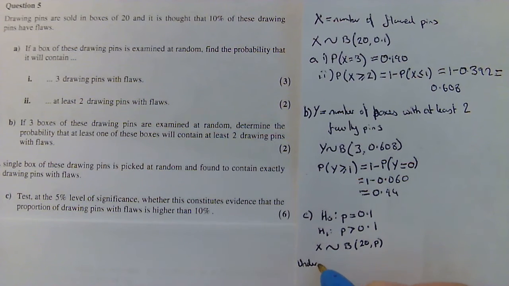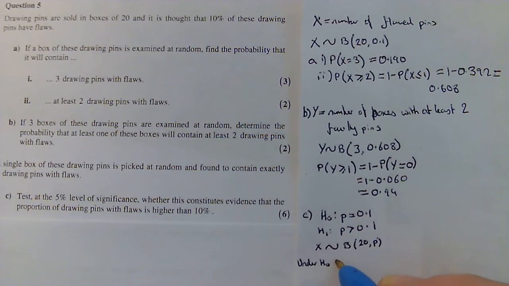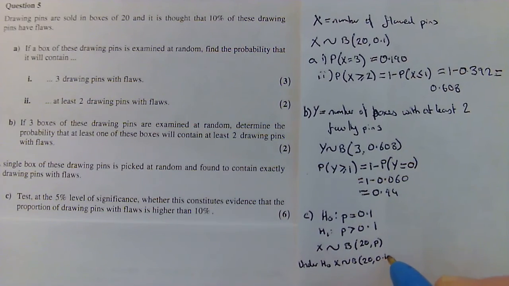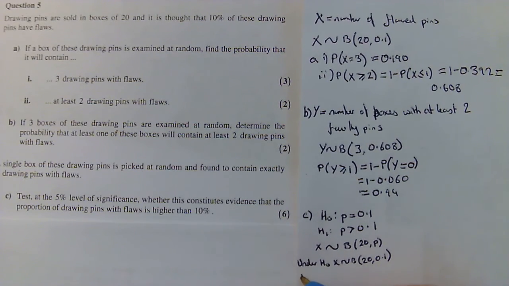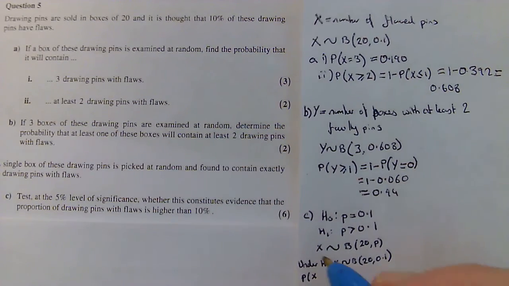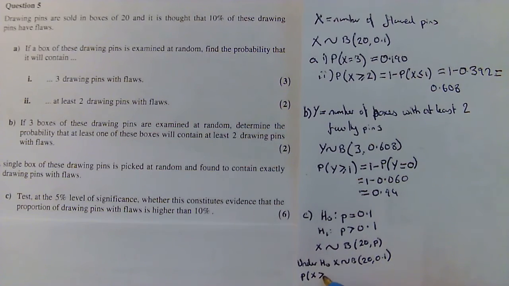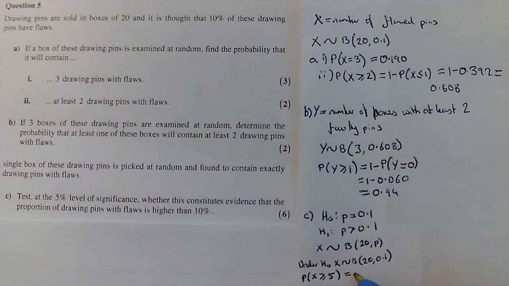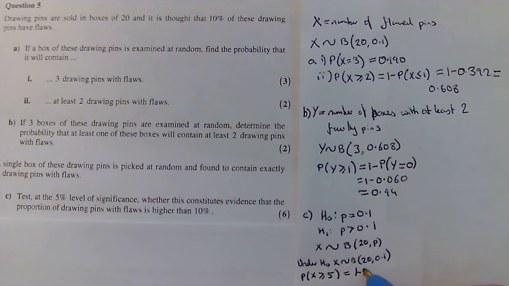So, under H0, x would be distributed binomially 20, 0.1, and I'm trying to find the probability that x is at least as extreme a value as what we've seen. It's always looking at least as extreme a value, so the probability that x is greater than or equal to 5, which is 1 minus the probability that x is less than or equal to 4.